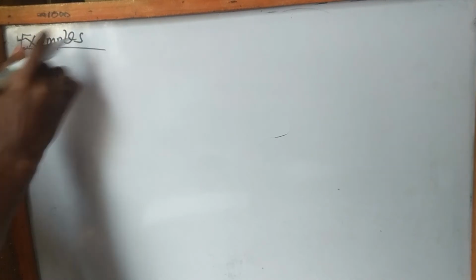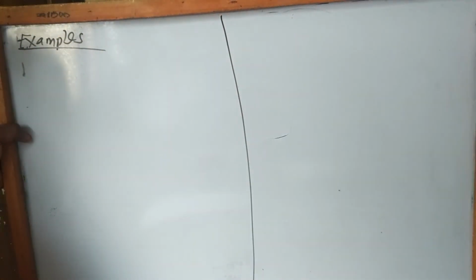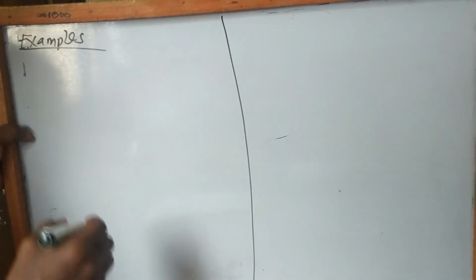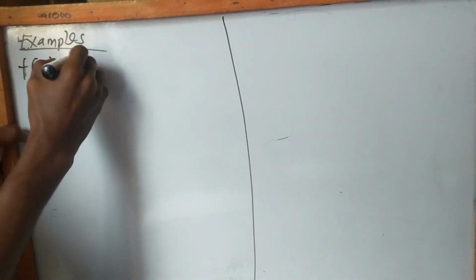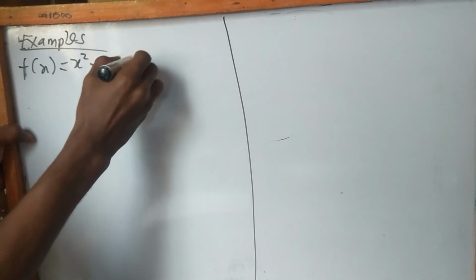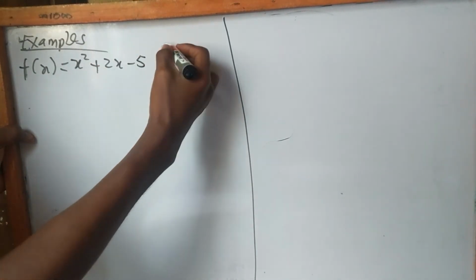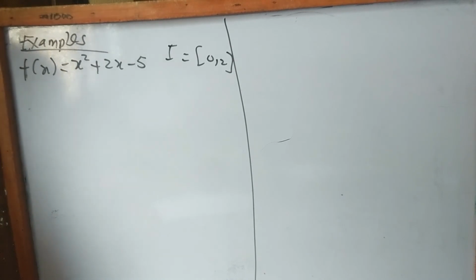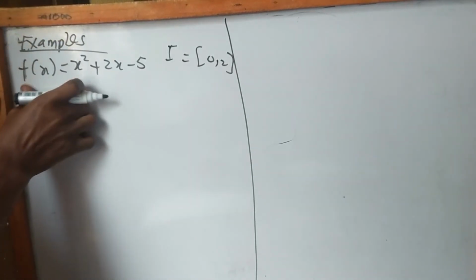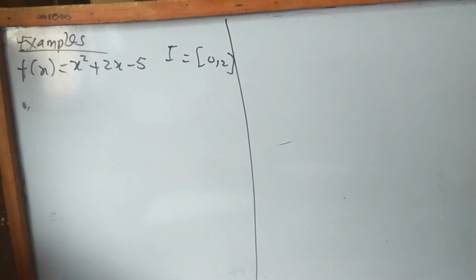The example given to us, let's look at it quickly. Say we have the function f of x is x squared plus 2x minus 5, and the interval given to us is 0 and 2. So let's work with this. Let's solve the first iteration.